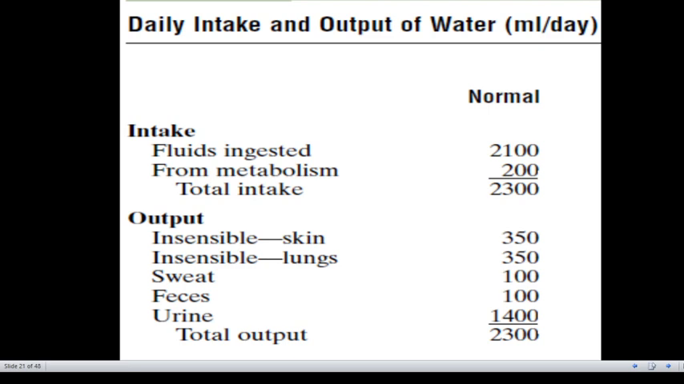The output comprises the insensible loss through skin, 350 milliliters per day, insensible loss from the lungs, about another 350, loss in the sweat 100 milliliters, in the feces another 100 milliliters, and in the urine about 1400 milliliters per day, amounting to a total output of 2300 milliliters per day. So you can see that the body maintains a precise balance between the water intake and the output.